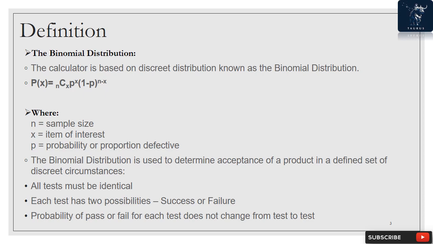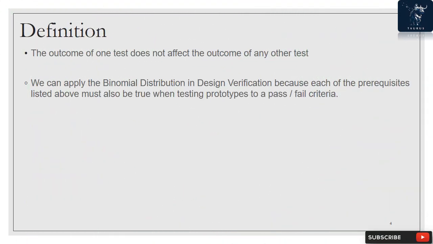All tests must be identical. Each test has two possibilities, success or failure. Probability of pass or fail for each test does not change from test to test. The outcome of one test does not affect the outcome of any other test. We can apply the binomial distribution in design verification because each of the prerequisites listed above must also be true when testing prototypes to a pass/fail criteria.